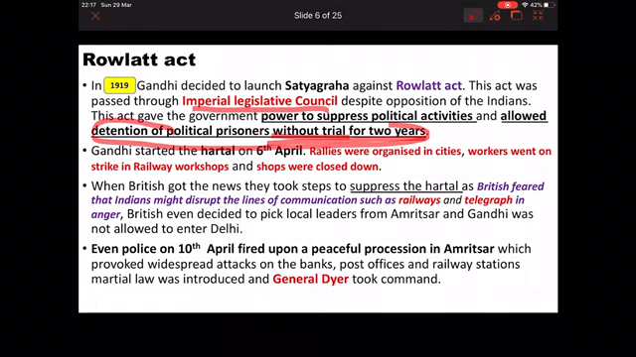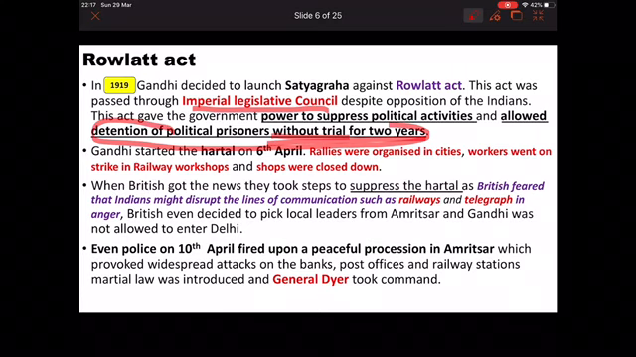Try to understand one thing. The Satyagraha movements launched by Gandhi in 1916, 1917, 1918, these three movements, all happened in two separate states. One is Bihar and another is Gujarat. It was not a nationwide movement. You need to differentiate this, and this time it is happening throughout the country. So it's a nationwide movement.